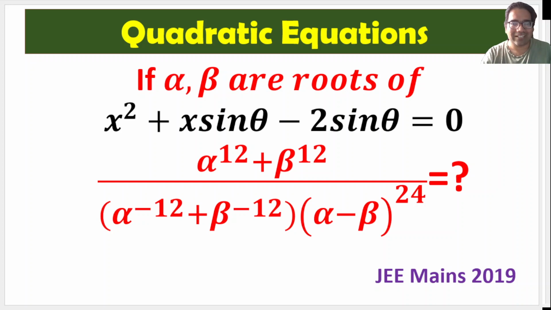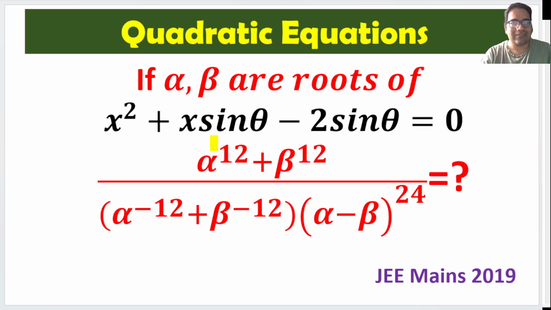Hi friends, we have a nice problem here. JEE Mains 2019. Alpha, beta are roots of x square plus x sine theta minus 2 sine theta equals 0. Then we have to find out the value of this expression: (alpha power 12 plus beta power 12) by (alpha power minus 12 plus beta power minus 12) times (alpha minus beta) whole power 24. This looks complex, but in fact it is pretty straightforward.